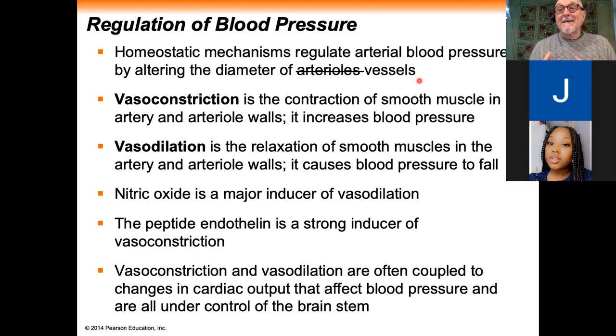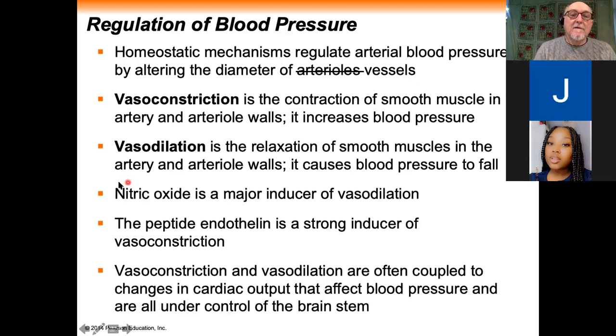Coupled with that, don't forget, we can also regulate the rate at which the heart is beating, and we can regulate stroke volume. And so the body, by these simple mechanisms, can exert very, very fine control over the blood pressure. The contraction we call vasoconstriction. It's the contraction of smooth muscle in the artery and arterial walls. Vasodilation is when the diameter increases and is associated with a lowering of blood pressure.